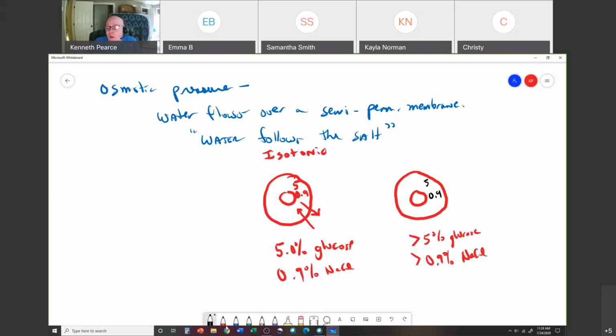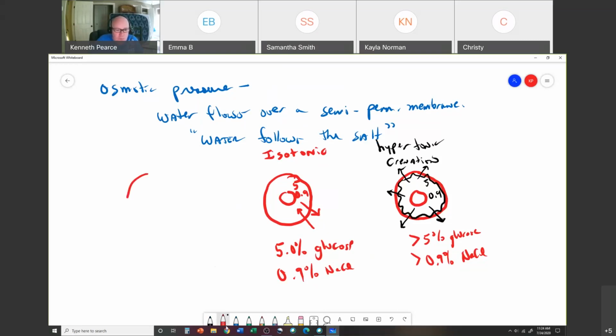So where do you have the most? You have it on the outside. So in this case, you have a higher concentration of your solute on the outside, and so water is going to flow out. And what happens if the water flows out? This red blood cell will shrivel. What do we call that? We call that crenation. And this is hypertonic.